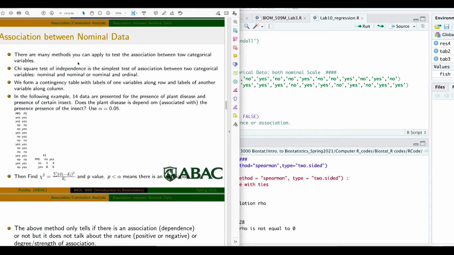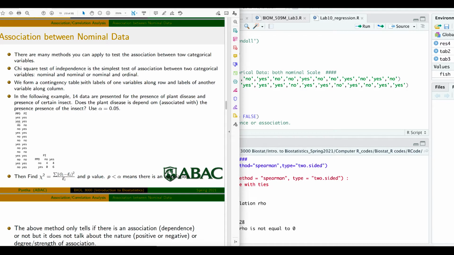So there are many methods you can apply to test the association between two categorical variables. The chi-square test of independence is the simplest test of association between two categorical variables, nominal and nominal, or nominal and ordinal. Okay, we form a contingency table with labels of one variable along rows and labels of another variable along columns. In the following example, 14 data points are presented for the presence of plant disease and presence of a certain insect. Is the plant disease dependent on or associated with the presence of the insect or not? That's what we want to test.